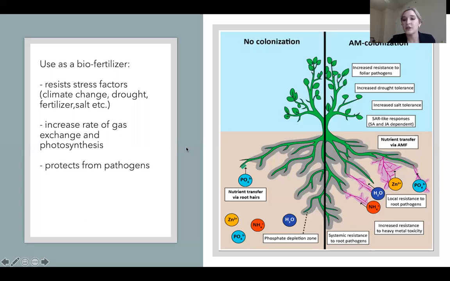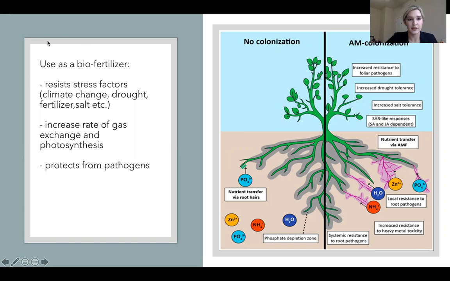And there's been a lot of research being done as far as arbuscular mycorrhizae being a biofertilizer, and this is because of a few things. It resists factors such as climate change, drought, fertilizer, salt, etc. It increases the rate of gas exchange and photosynthesis, and it also protects from pathogens.